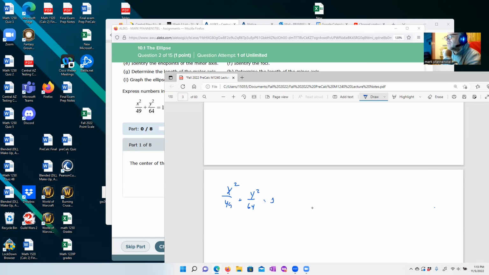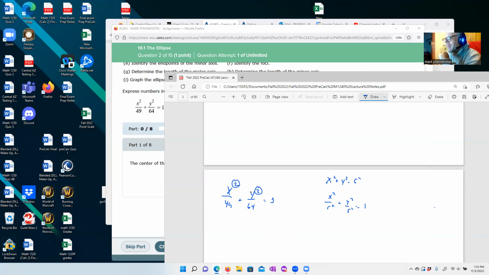What's the major axis? Well, how do you know it's an ellipse? Both of them are squared, and there's a plus between them. If you remember what circles look like, x squared plus y squared equals r squared. This would just be x squared over r squared plus y squared over r squared equals 1. If r is the same, then it's a circle. If they're not the same, then it's an ellipse, an elongated circle or a squished circle, either way. So the major axis is the longer one.